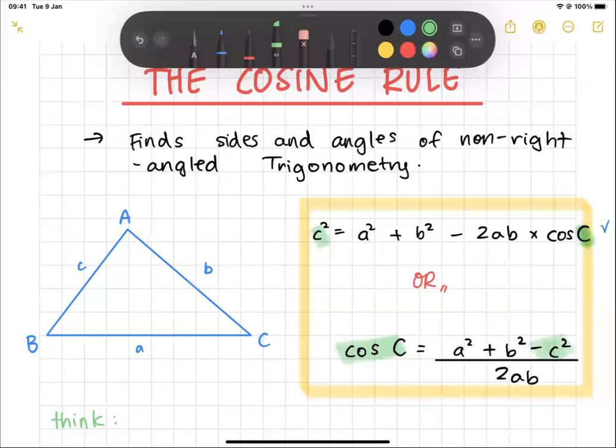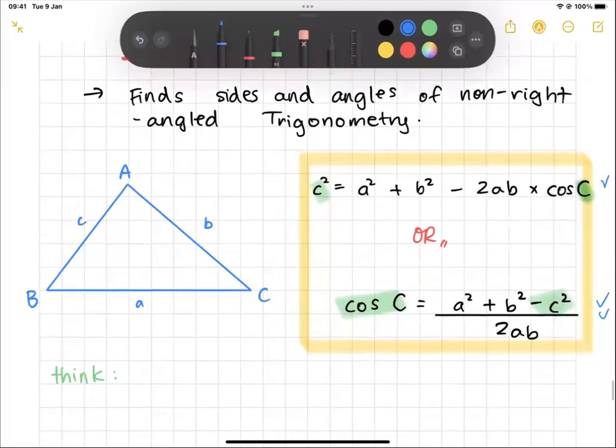Okay, so the second formula here. The first one is for finding the unknown side. The second one is to find the unknown angle. Cos C equals a squared plus b squared minus c squared, all over 2ab. Finding cos C, or angle C, needs to correspond to side c, which is c squared. Now, like I said, the angle and the side need to correspond to each other.